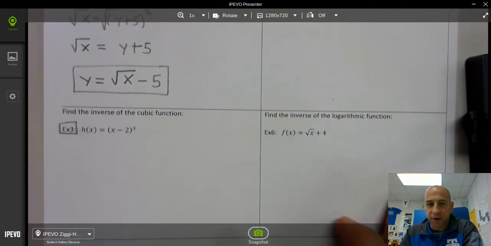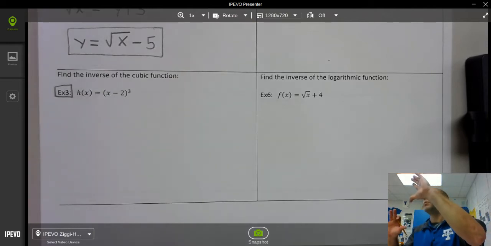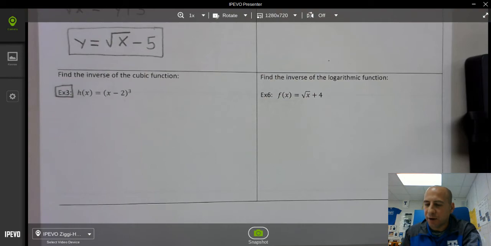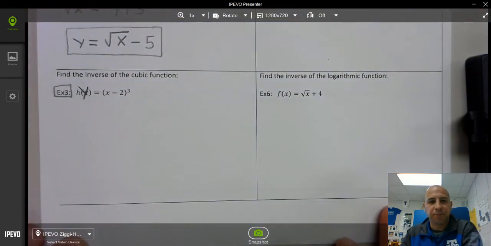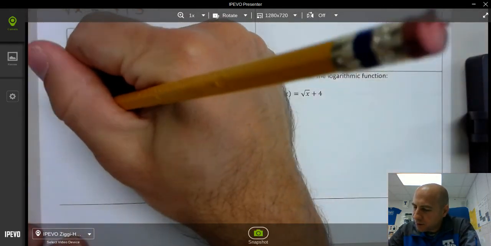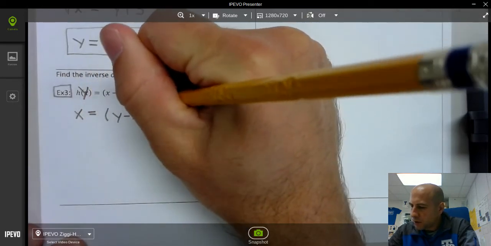All right, let's look at example 3. Find the inverse of the cubic function. This might be a good time to pause the video and see if you can try example 3 on your own. Okay, so pause. Now you've tried it on your own. Let's take a look. h of x is y. Switch the x and y. So x equals y minus 2 cubed.